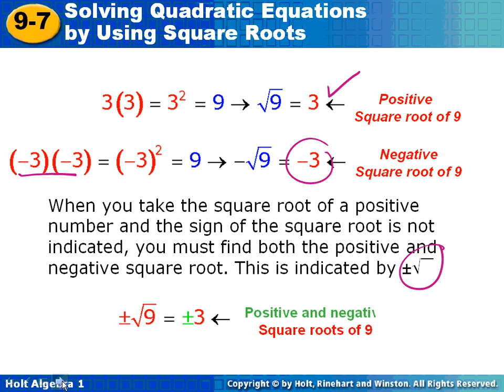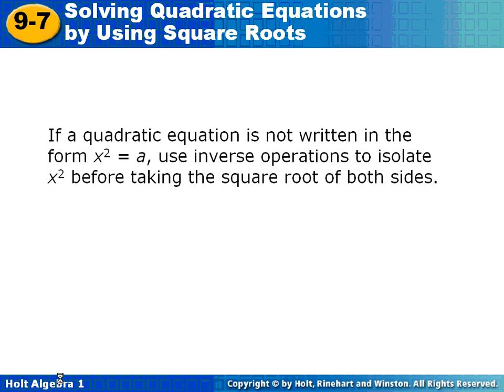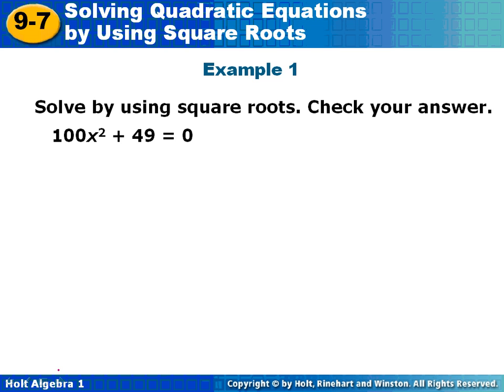This shows that positive and negative 3 work, so the positive and negative square root of 9 is positive and negative 3. The way you read it, you can say plus or minus 3, or positive or negative 3. That's how we can show two answers in a smaller form. In a quadratic equation, if it's not written as x squared equals a, you have to use inverse operations to isolate the x squared before beginning to work on it. Here's an example. Write this down.